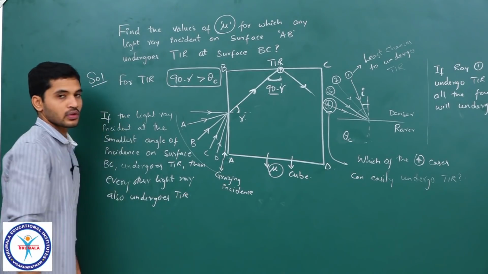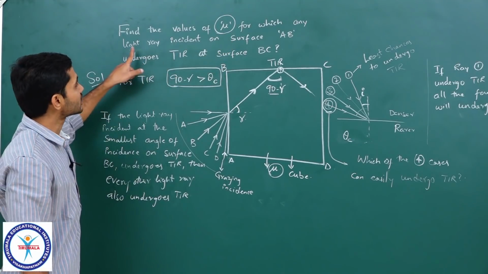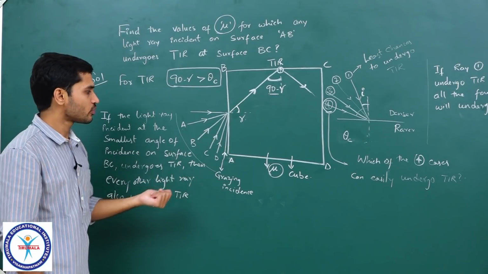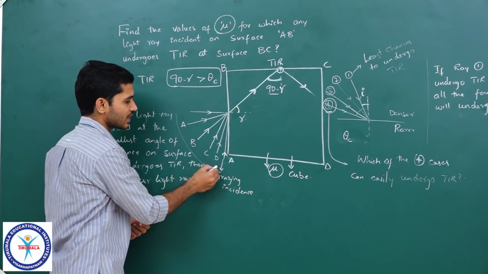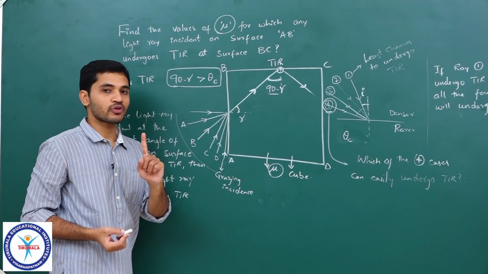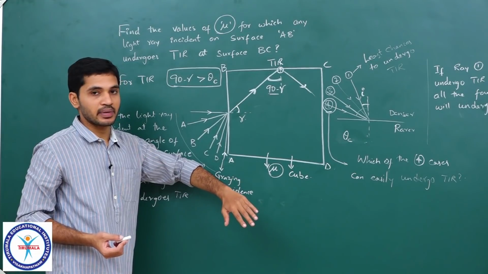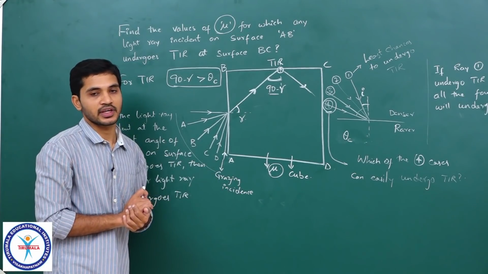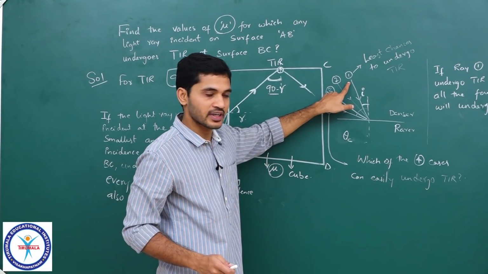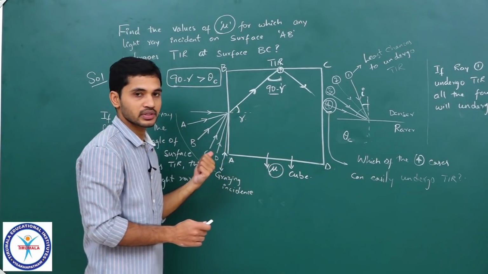So, even though the question asks to find the values of mu for which any light ray incident on the surface undergoes TIR, correct, what I am doing here is I am not going to write the condition for every incident light ray. I am only going to write the condition for one light ray such that if that light ray is getting reflected back, every other light ray will get reflected back. Is that clear? So, in this case if this one is getting reflected back, definitely 2, 3, 4 will get reflected back. So, same concept, clear?